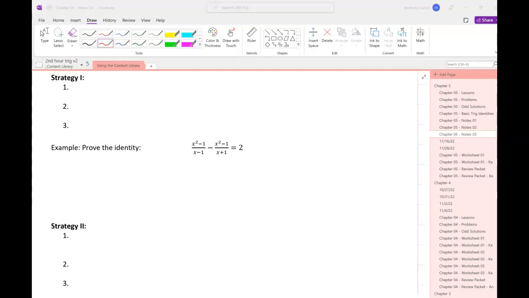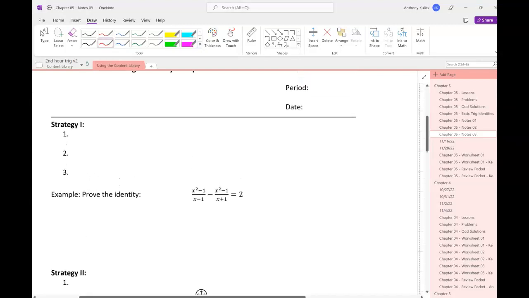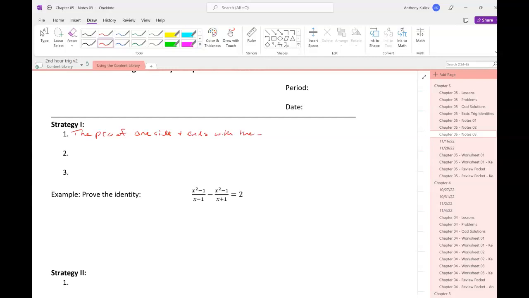Okay, so in section 3, what we're going to be talking about is proving identities, or sometimes it's referred to as verifying. Those two words could be used interchangeably. When we talk about this, really our proof begins with one side and ends with the other. It doesn't matter which side you start with and which side you end with, but we'll see when we do some examples that there are some tips, that usually one side is easier than the other in terms of a starting place. So we say the proof ends when the two sides are the same.